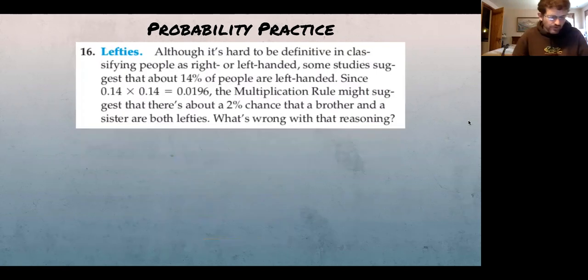Next one. So we've got studies suggesting that 14% of people are left-handed. So since 0.14 times 0.14 is 0.0196, the multiplication rule might suggest that there's about a 2% chance that a brother and sister are both lefties. And what's wrong with that reasoning?